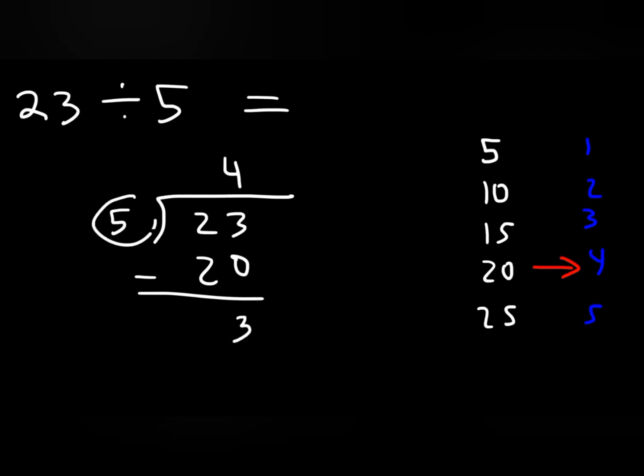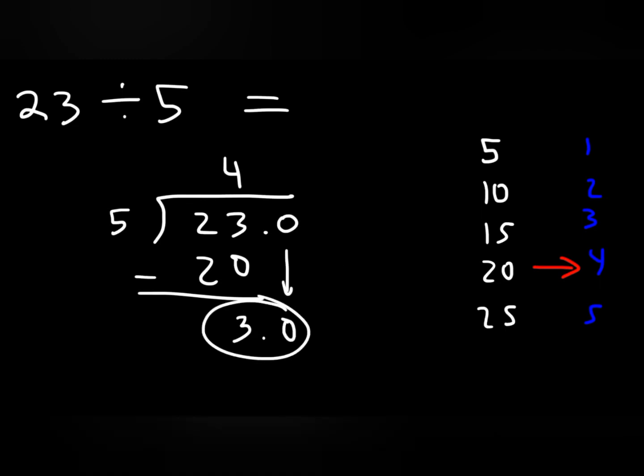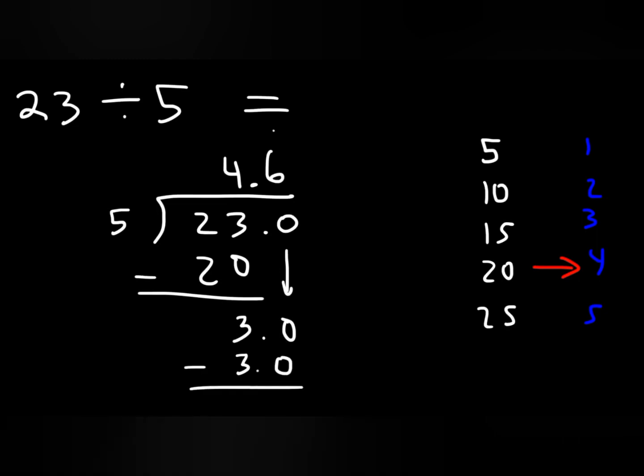Now 5 doesn't go into 3 nicely, so what we need to do is add a decimal point and a 0. So we need to bring down the 0. Now we're going to treat this as if it's 30. How many times does 5 go into 30? 5 goes into 30 6 times. 5 times 6 is 30, but 5 times 0.6 must be 3. And so now we have a remainder of 0.